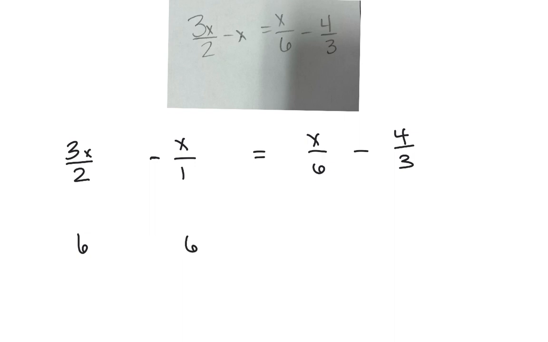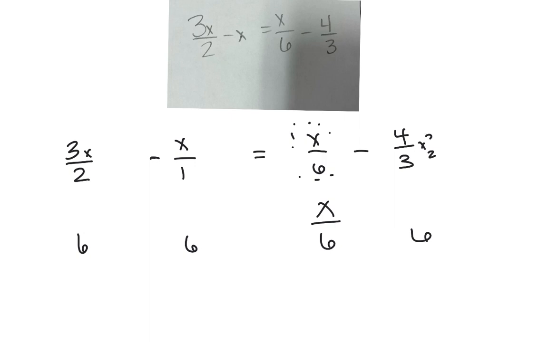Okay, in this video, in order to solve for x, we have to find a common denominator for each of these. When we do that, we're going to put this x over 1. And I can tell that 6 would be my common denominator. And this would remain the same, this right here. What do I do to this to get 6?